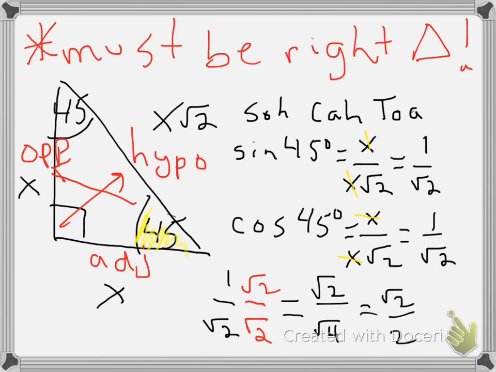And it turns out that this is the same answer for the sine of 45 degrees and the cosine of 45 degrees. So root 2 over 2 is what you'll see most of the time.